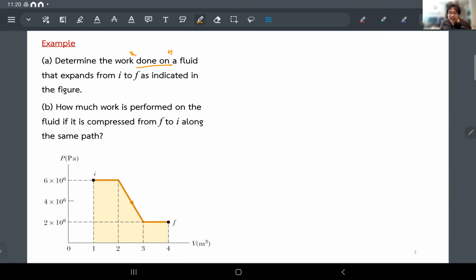A fluid expands from I to F as indicated in the figure. And B, how much work is performed on the fluid if it is compressed from F back to I along the same path? All right, let's answer part A first, shall we?